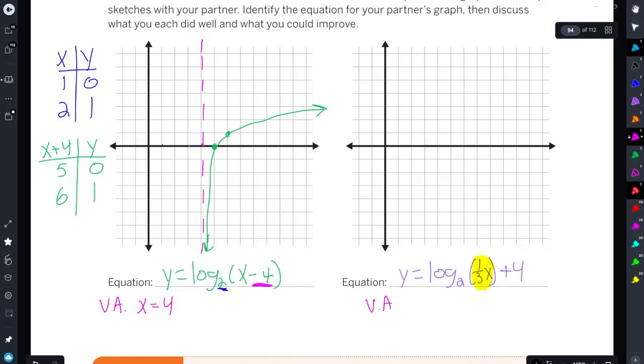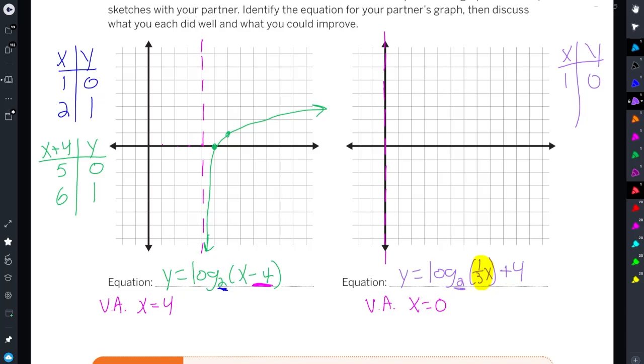So our vertical asymptote is going to be x equals 0 because we don't have any addition or subtraction inside the log. It's just 1/3 times x. All right, so we're going to start with our table, xy, 1, comma 0, and the b value again is 2, comma 1. Now I'm going to take care of this 1/3 x by multiplying the x values by 3. So 1 times 3 is 3, and 2 times 3 is 6, 0 and 1.